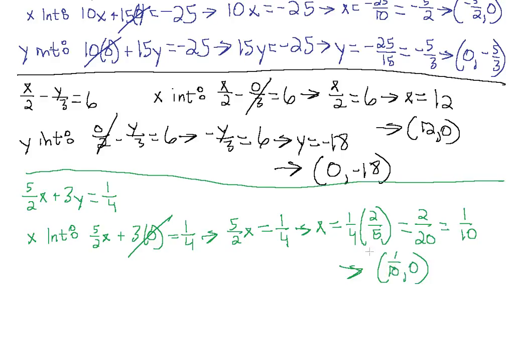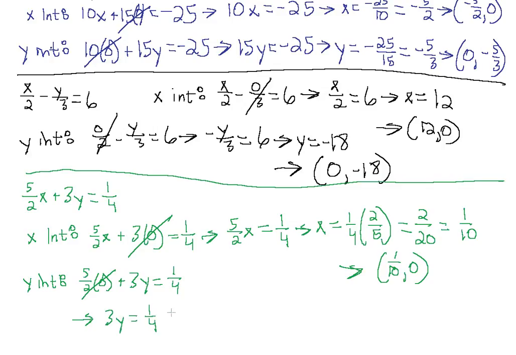and 0. And finally, let's find our y-intercept by substituting in 0 for x. So we have 5 halves times 0 plus 3y equals 1/4. 5 halves times 0 is 0. So we have 3y equals 1/4.